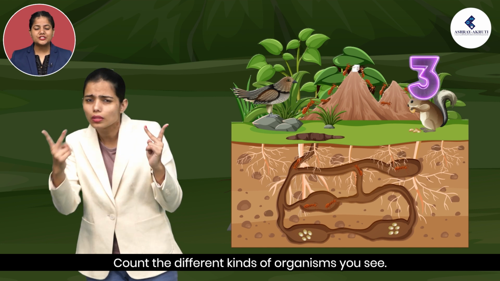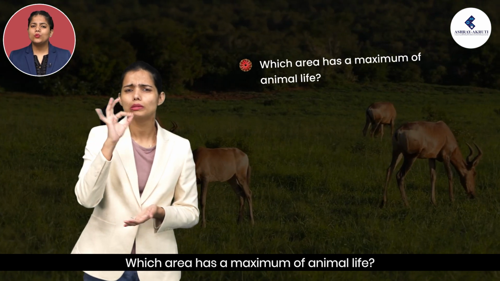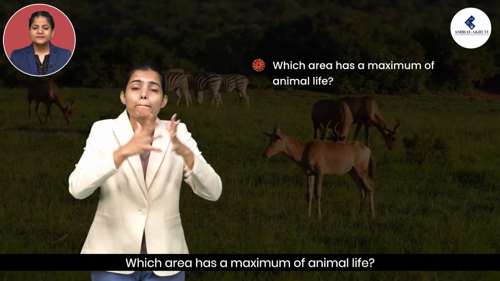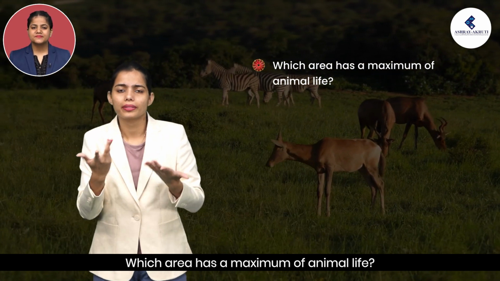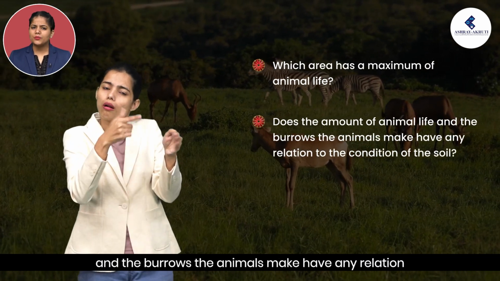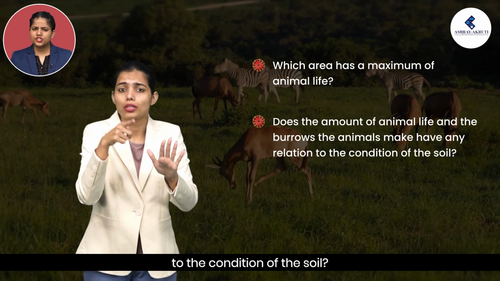Count the different kinds of organisms you see. Which area has a maximum of animal life? Does the amount of animal life and the burrows the animals make have any relation to the condition of the soil?